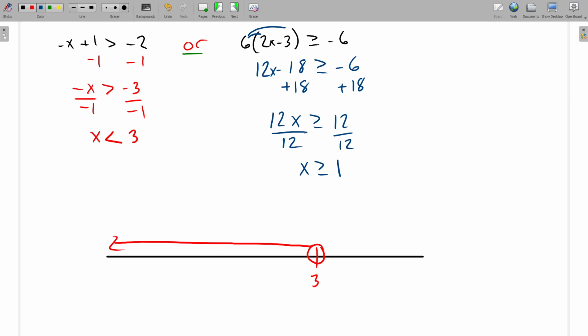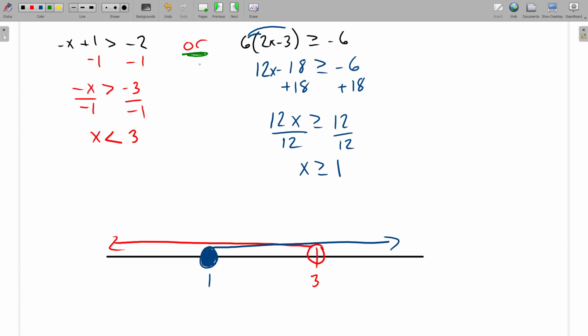My other solution, x is greater than or equal to 1, I'm going to put on the number line, and 1 is less than 3, so this point is going to be to the left of 3. It is greater than or equal to, so we're going to have a closed circle. And it's everything greater than, so I'm going to be to the right of this point.